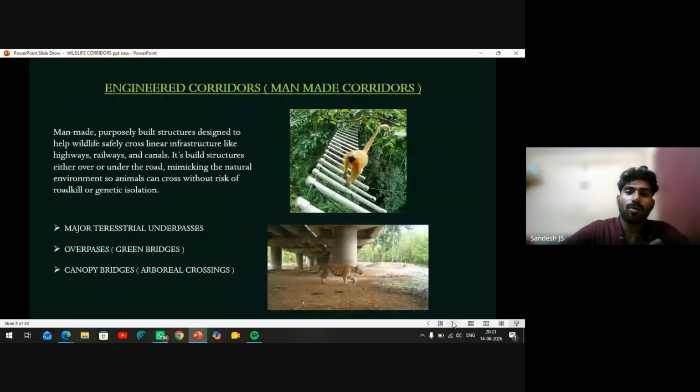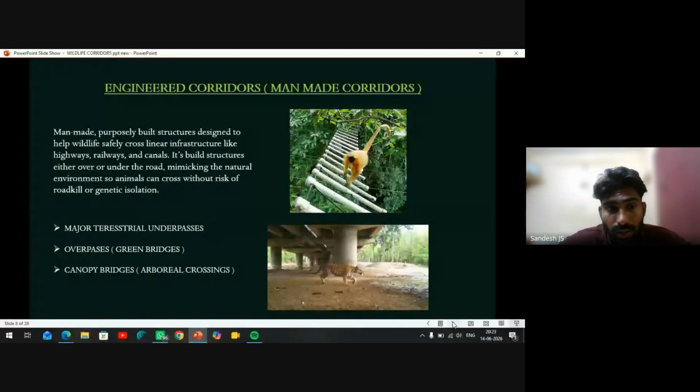And coming to the engineered corridors, the man-made corridors. As the title suggests, these are the corridors designed or made by us. The previously explained ones are natural corridors. These are purposely built structures designed to help wildlife safety. First, linear infrastructures like highways, railways, and canals. It builds structures either over or under them. Underpasses and overpasses are there, mimicking their natural environment.